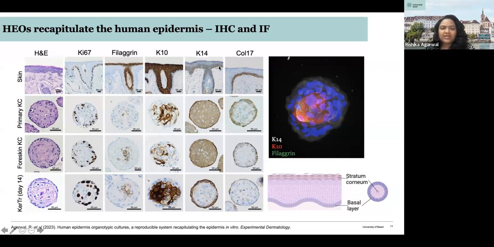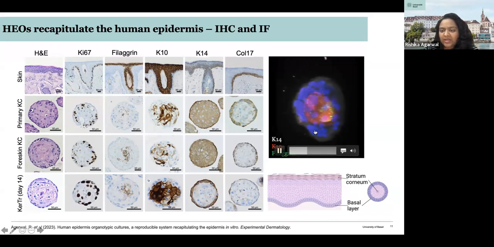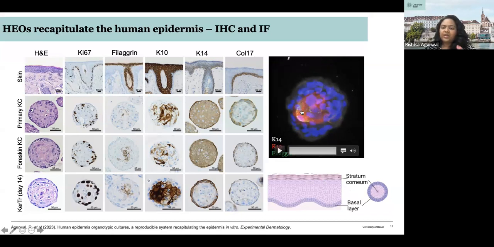So here we see that Ki67, the basal layer marker, is here, whereas in the organoids, it's on the outside, and the filaggrin, which is part of the stratum corneum, is towards the core of the organoid. So immunohistochemistry confirmed this, and then also immunofluorescence confirmed this. So I have here keratin 14 in white, which you see as this outline of the organoid, and then keratin 10, which is in the middle layer, and then filaggrin, which you can see in the core of the organoid.